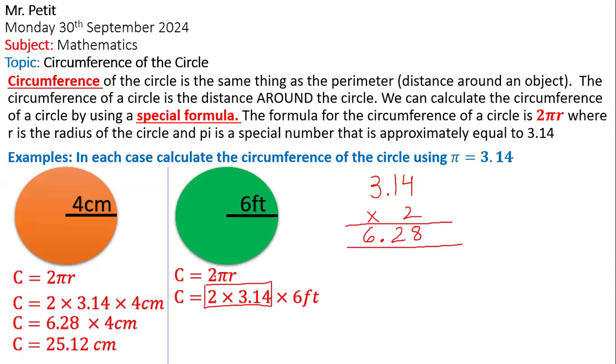Yes, Thurston. I wanted to know, how do you know which number to multiply pi by? Oh, you always start with 2. So it's always 2 pi. So you multiply 2 times pi always.